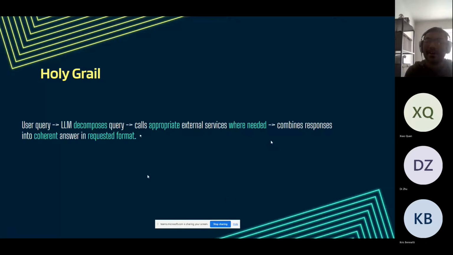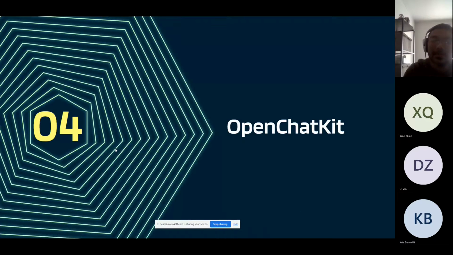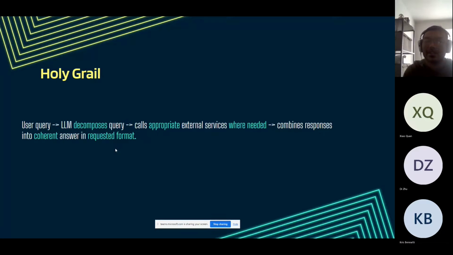So subtask 2 should be sent to an API, and so on. And where needed — some of the subtasks could be solved by the language model itself. It should be calling external services only when required, and then it combines all the responses into a coherent answer in the requested format. So we'll talk about the tools and models that facilitate this.